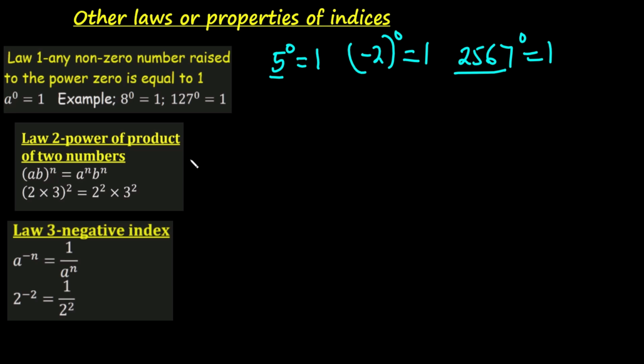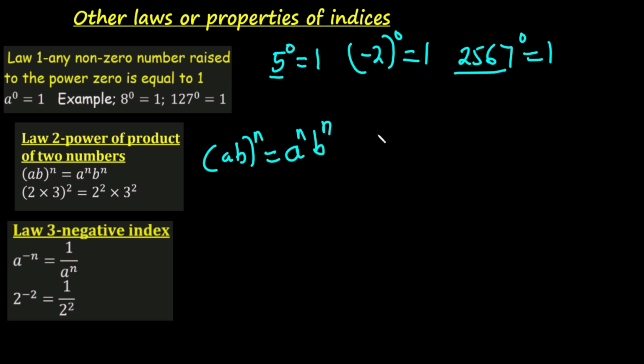Now the second one is the power of a product of two numbers. It says that AB all raised to the power n, so let me explain that one. Let's say we have AB and then the power or the index is n. To expand this one, you write the A and put this power or index on the A, and also the same thing for the B. So AB raised to the power n is equal to A^n B^n.